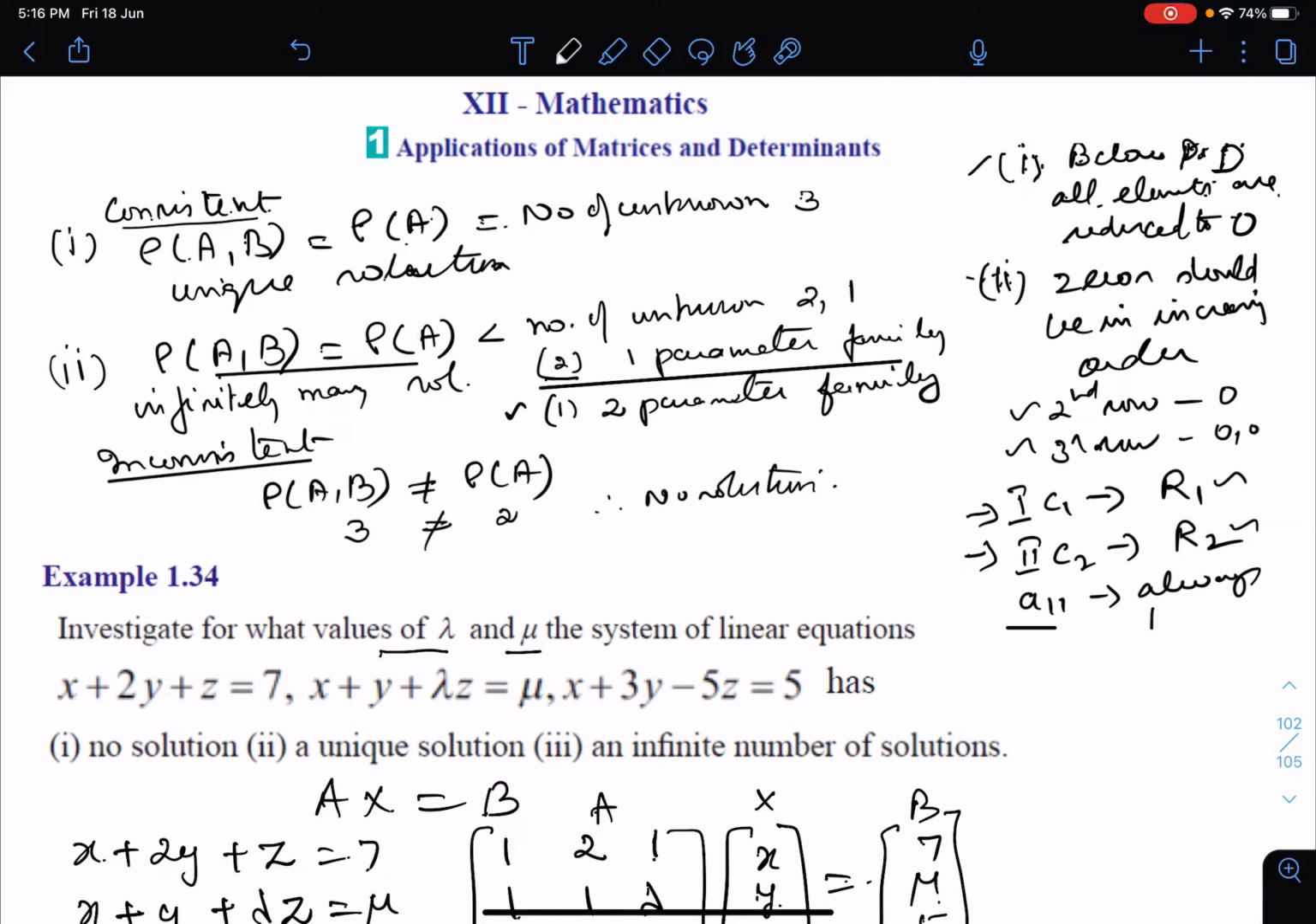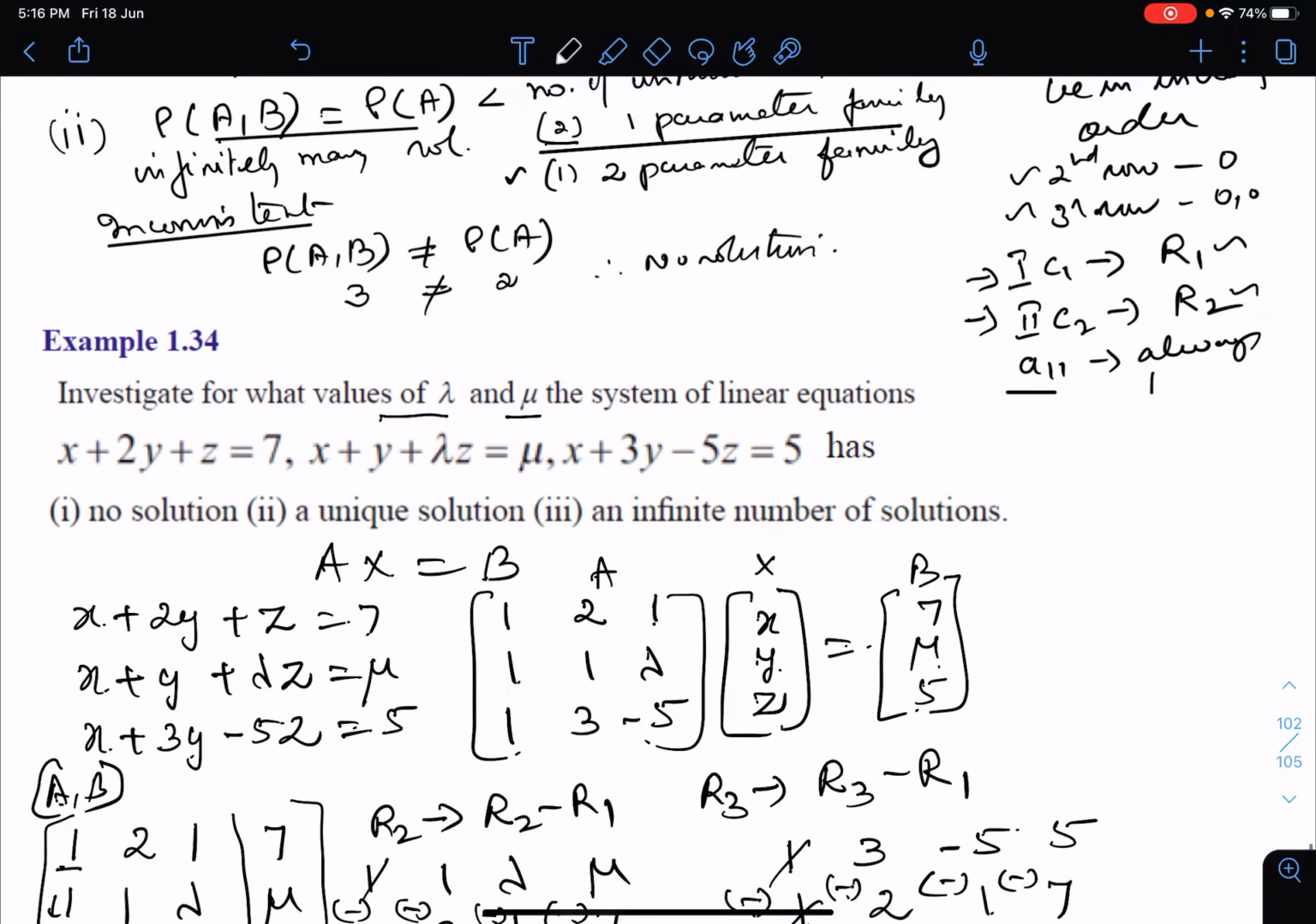Today we are going to see example 1.34: investigate for what values of lambda and mu the system of linear equations has no solution, a unique solution, and an infinite number of solutions. They have given us 3 equations and asked 3 questions. When we can declare no solution, unique solution, or infinite number of solutions, first we have to write this in the format of Ax equal to b, and we will take our augmented matrix A comma b and reduce it to row echelon form.